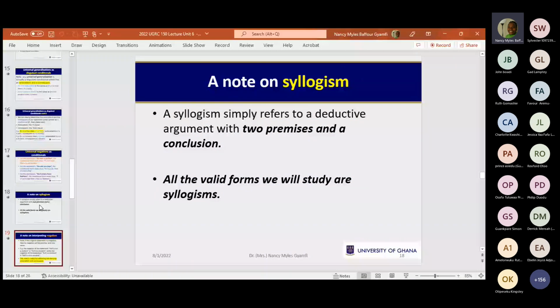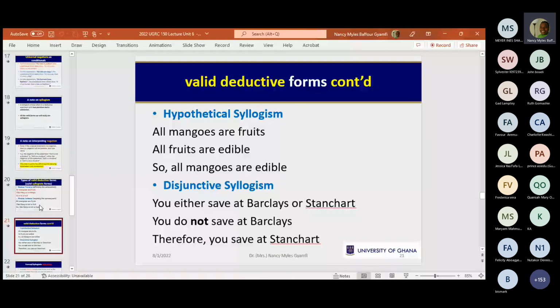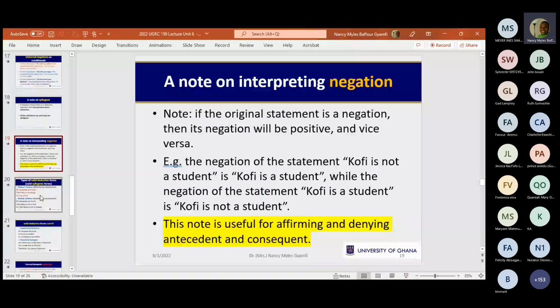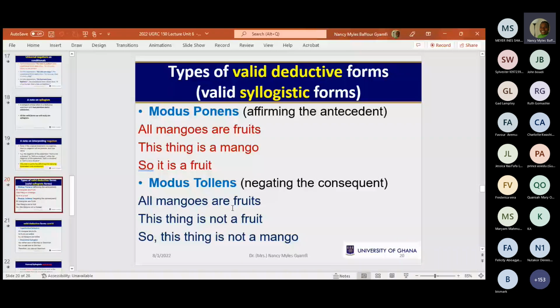Yes, my lady. So it means that the modus ponens and the modus tollens have the same starting point, but the difference is that with the modus ponens, you affirm the antecedent, and with the modus tollens, you negate the consequent. You check the screen now.